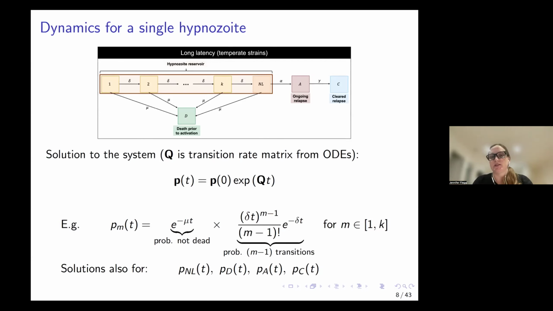The analytic solution is quite ugly because there are lots of different states, but I'll just give you an idea. For the mth latent state, the probability at time t of the single hypnozoite being in that state is the probability that at that time it hasn't yet died, so it's survived up until that time, and the probability that it's moved through m-1 transitions of the latency to get to that mth state. A similar thing would apply for the other hypnozoite reservoir states. And you can write down analytic solutions to the other compartments as well, but they're not here just for simplicity.